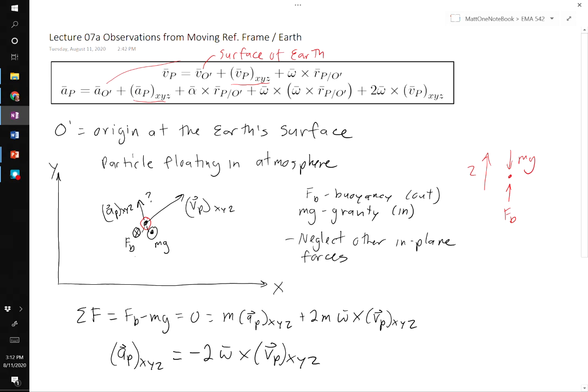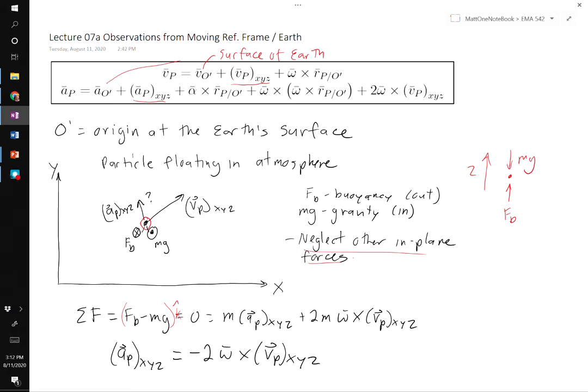So the sum of the forces on this is just the buoyancy minus gravity. Those are both in the z direction, and those cancel, so they're equal to 0. So there's no other forces acting in the plane. The particle's just floating freely. So we're neglecting drag or aerodynamic effects, only accounting for the motion of the particle, or the acceleration of the particle relative to the Earth.